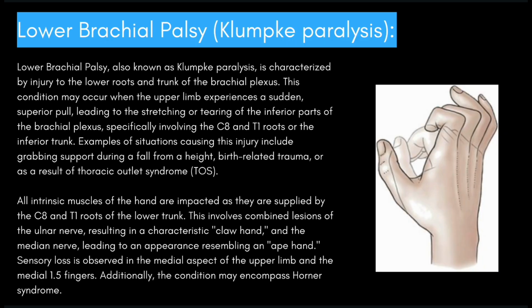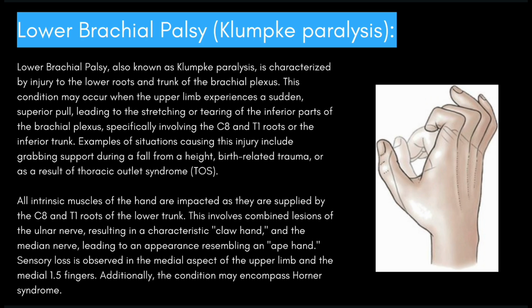Next, I'd like to talk about lower brachial palsy, also known as Klumpke Paralysis. Lower brachial palsy is characterized by injury to the lower roots and trunk of the brachial plexus. This condition may occur when the upper limb experiences a sudden superior pull, leading to the stretching or tearing off of the inferior parts of the brachial plexus, specifically involving the C8 and T1 roots or the inferior trunk. Examples of situations causing this injury include grabbing support during a fall from a height, birth-related trauma, or as a result of thoracic outlet syndrome, also known as TOS.